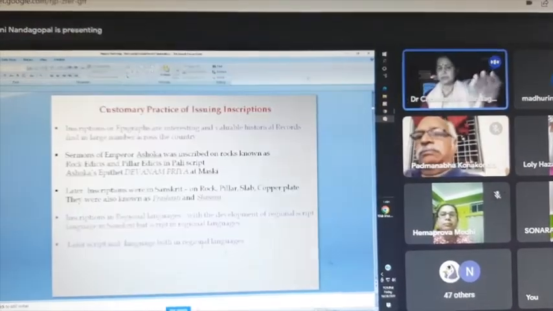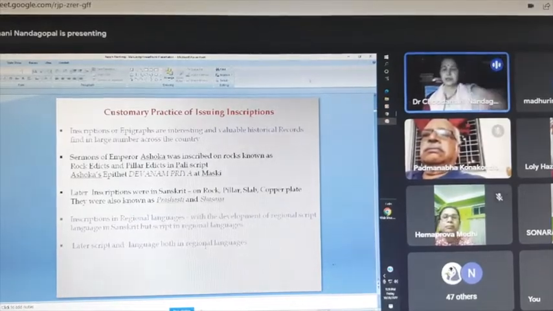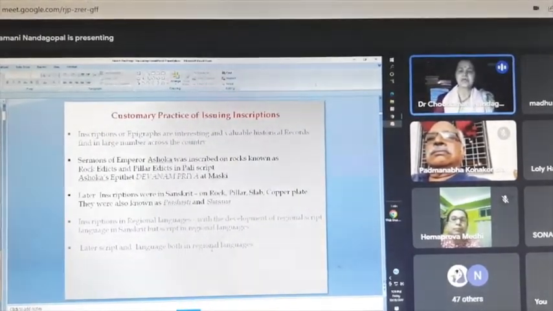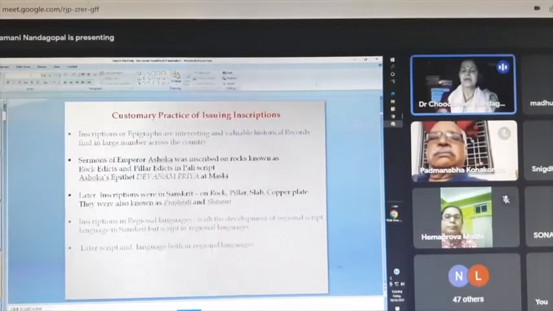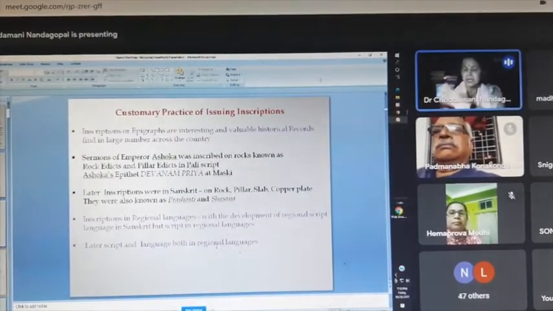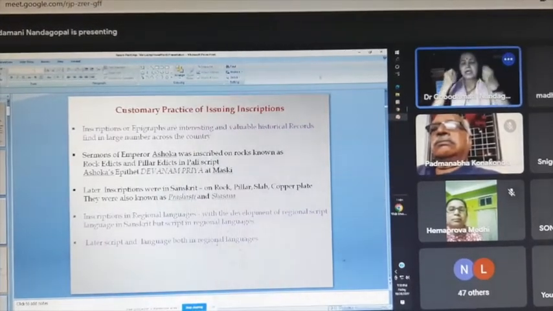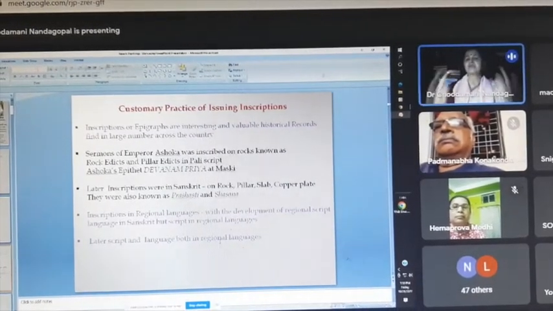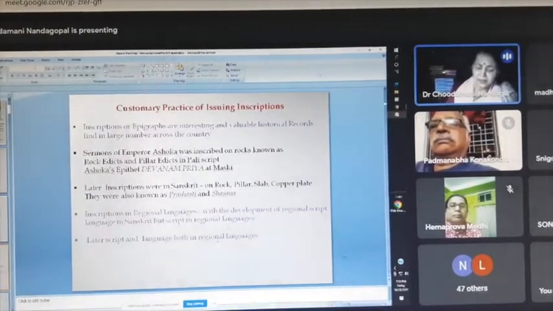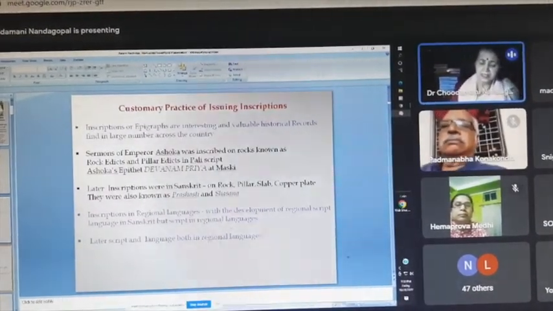Later inscriptions were in Sanskrit. Early inscriptions were in Pali, Kharoshthi and many other languages. Later you find inscriptions in Sanskrit, and they were on rock, pillar, slab, copper plate. These are the materials used for giving the prashasti, which was also known as Shasana. They were also known as prashasti, as I said.